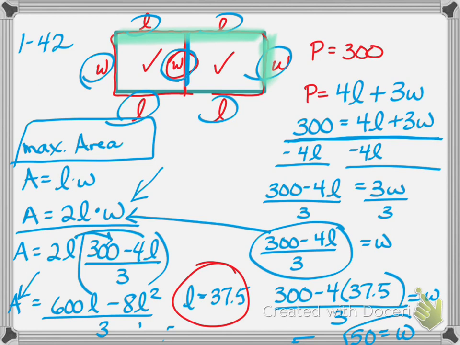B part says, if X represents the length of the enclosure, what is the domain in the context of this situation? So they're saying, remember, domain is X values. So what all X's are going to make sense in this situation? Well, none of the negative X values would make sense because we can't have negative lengths. 0 doesn't make sense. So I would say the domain is all the x's greater than 0.